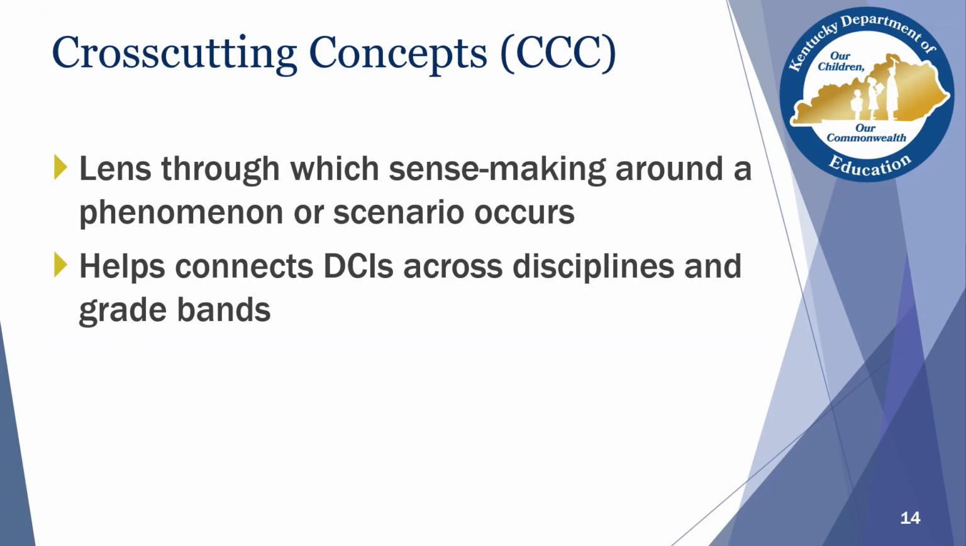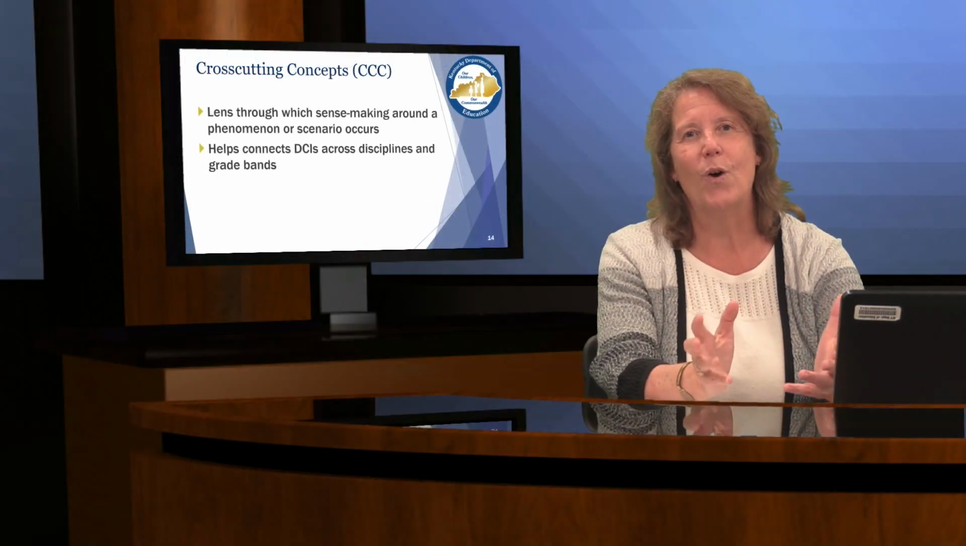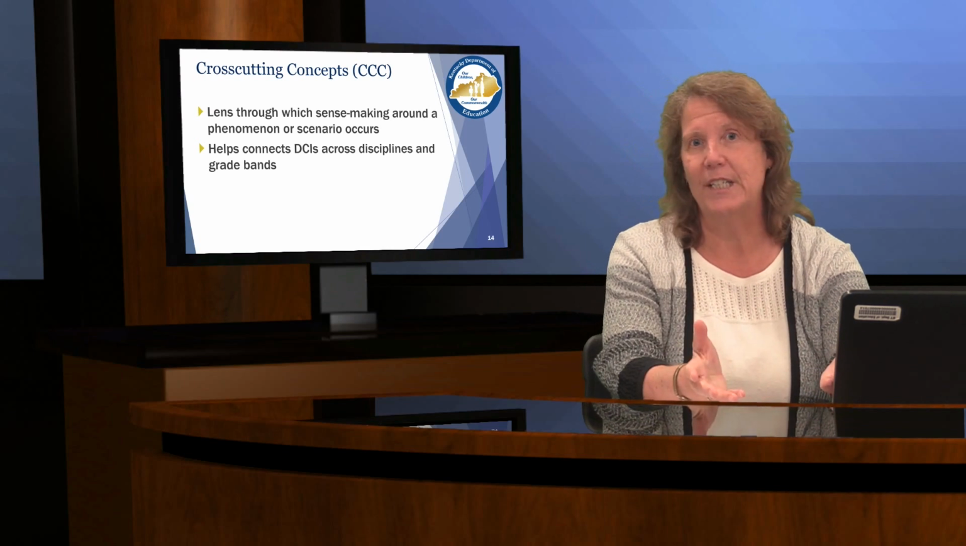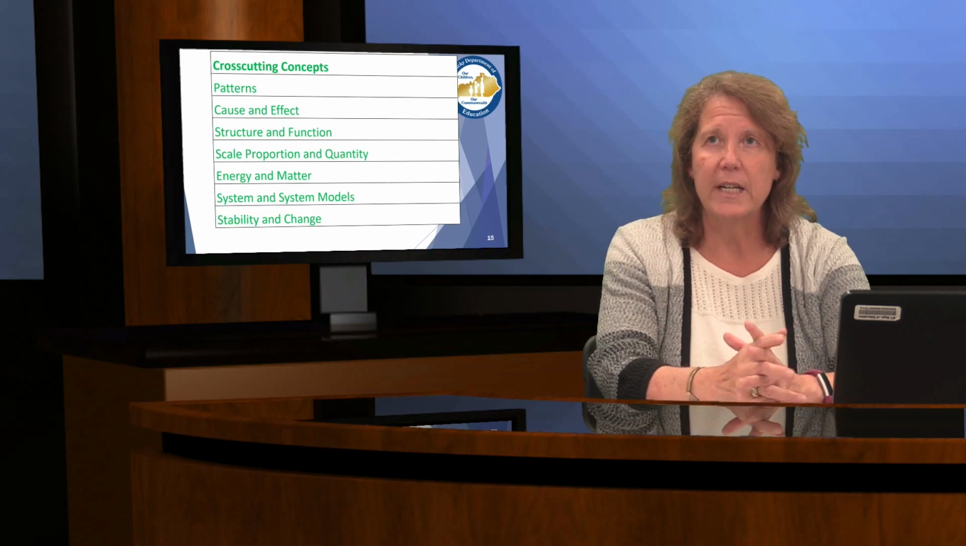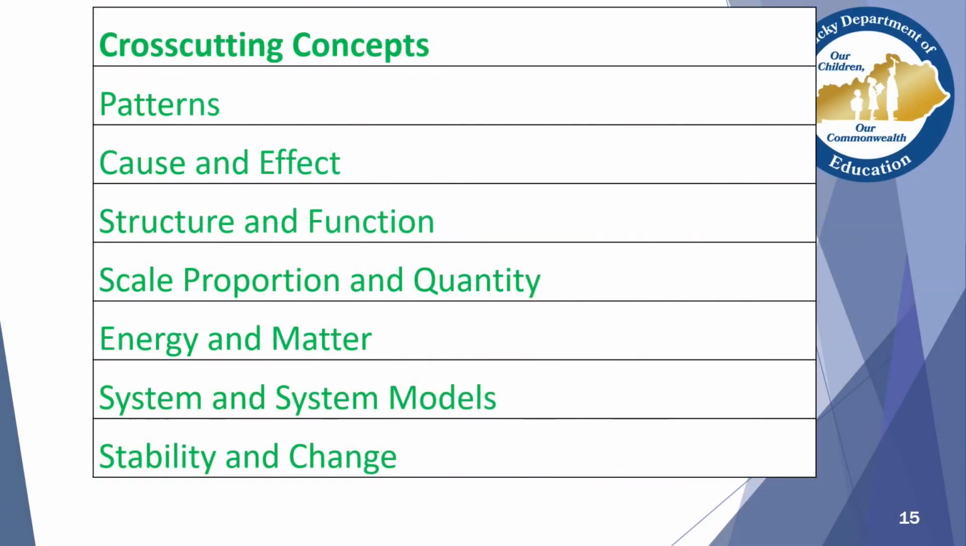Another dimension is your cross-cutting concepts. And the cross-cutting concepts are that lens through which sense-making around a phenomenon or a scenario occurs. And it helps to connect those disciplinary core ideas across disciplines and across grade bands. For those of you who are old like I am, I look at the cross-cutting concepts as what were commonly known as the academic expectations, if you remember those. These are very, very similar. So our cross-cutting concepts are these 7.